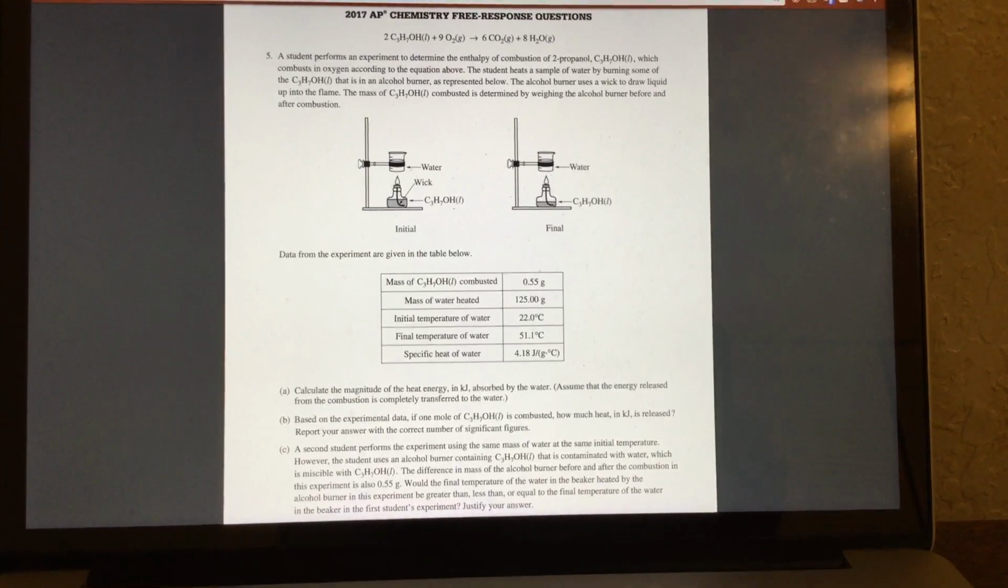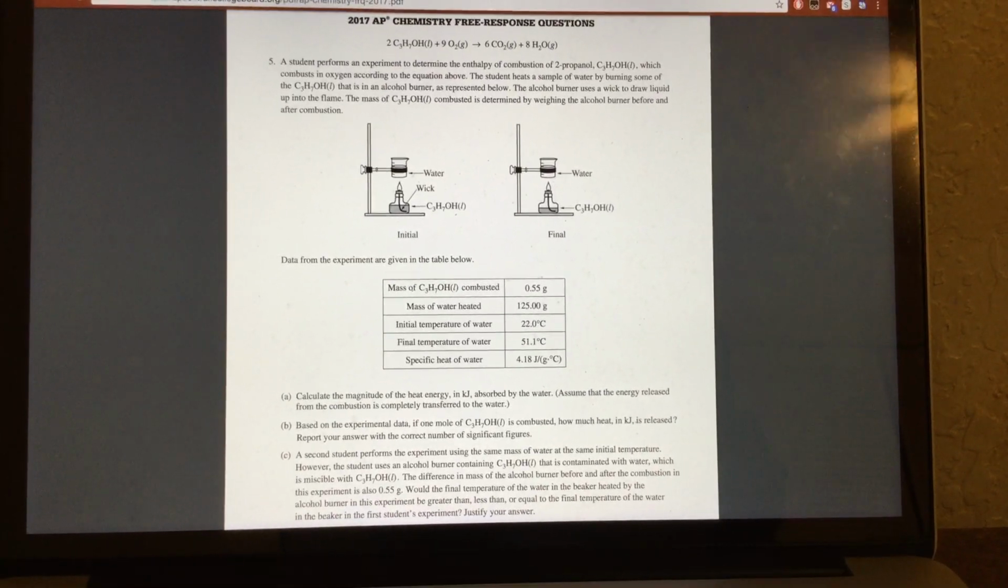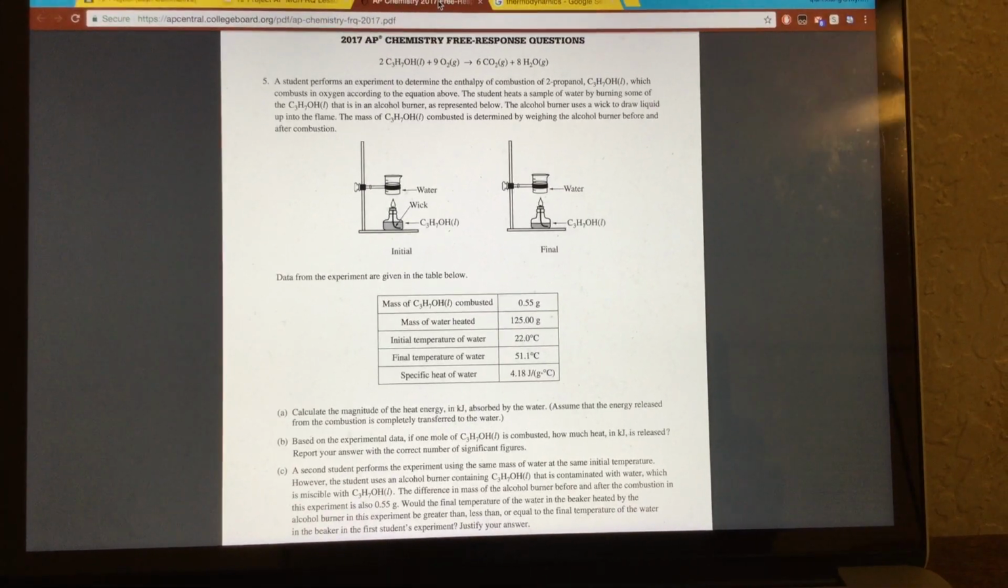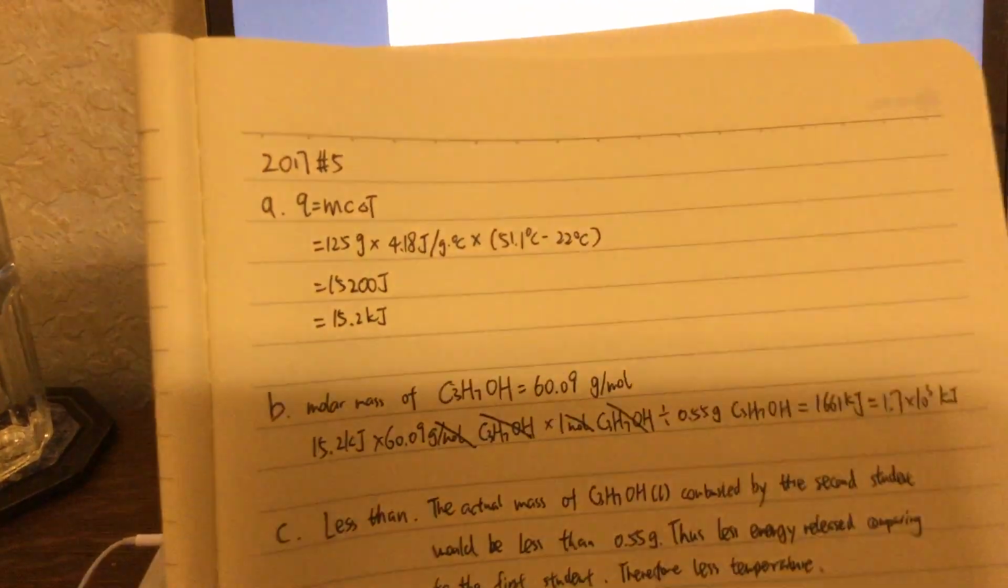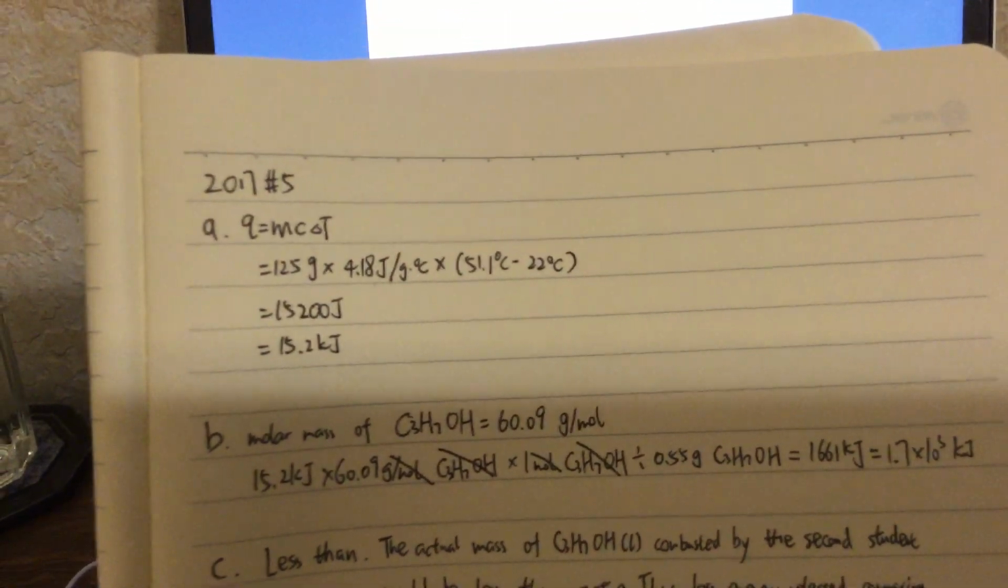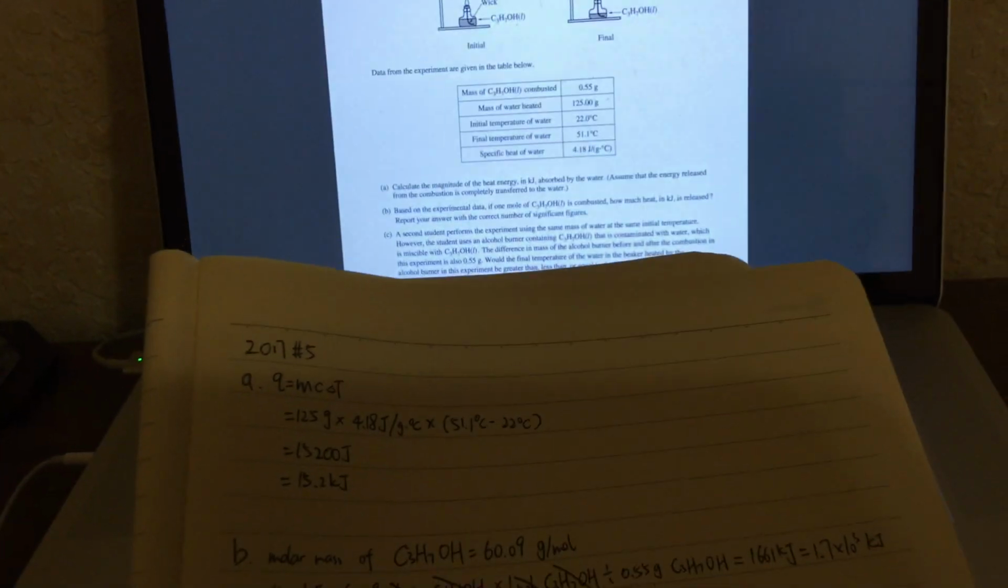The first part, A, asks: calculate the magnitude of the heat energy in kilojoules absorbed by water. This one is pretty simple. Here's my solution. First, you introduce the equation, which is Q equals mc delta T, and then you can just plug in the values.